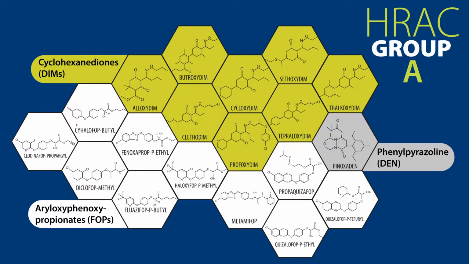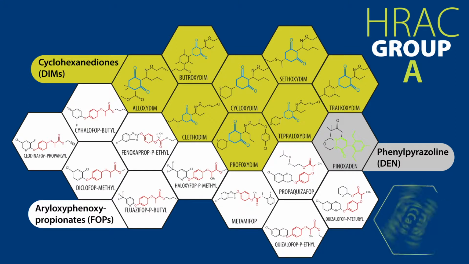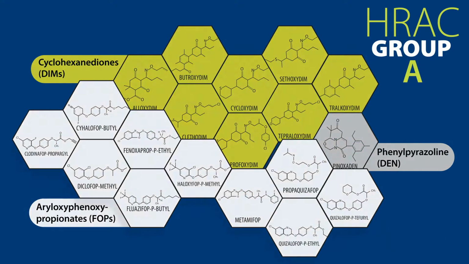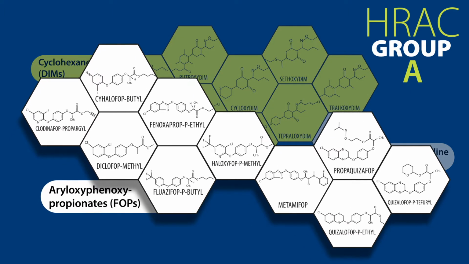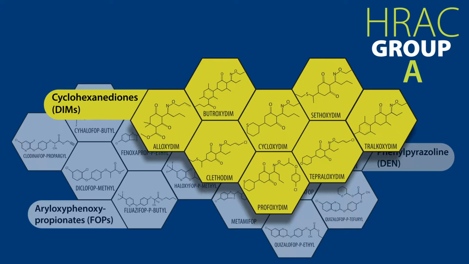This group comprises 19 different molecules, which all have the same action in the plant. They inhibit the ACC-ACE enzyme essential to the plant growth. Group A includes 3 different chemical families, which means that they have different skeletons. There are 10 molecules belonging to the FOP group, 1 molecule belonging to the DEN group, and 8 molecules belonging to the DIM group, including Clethodim.